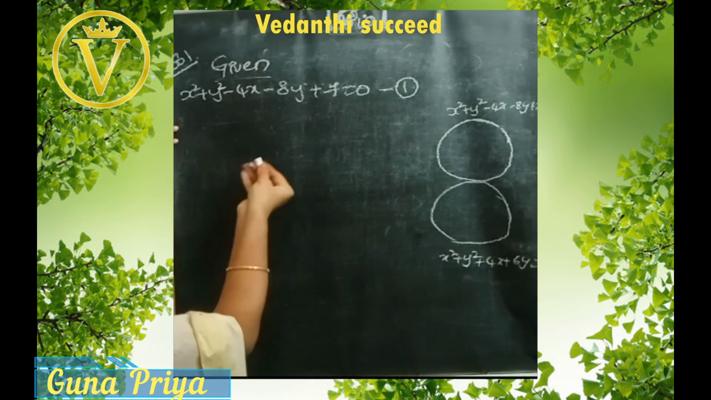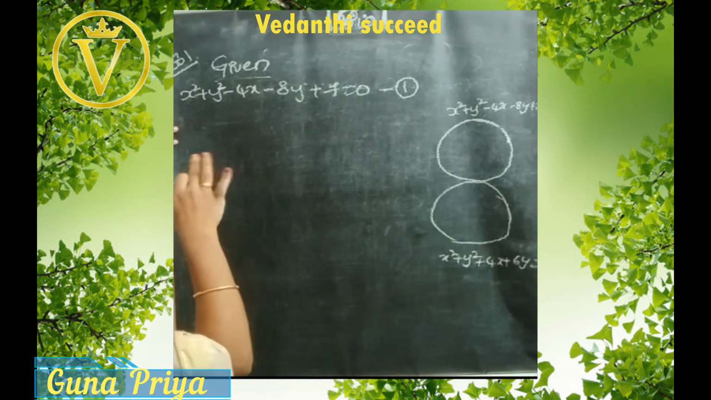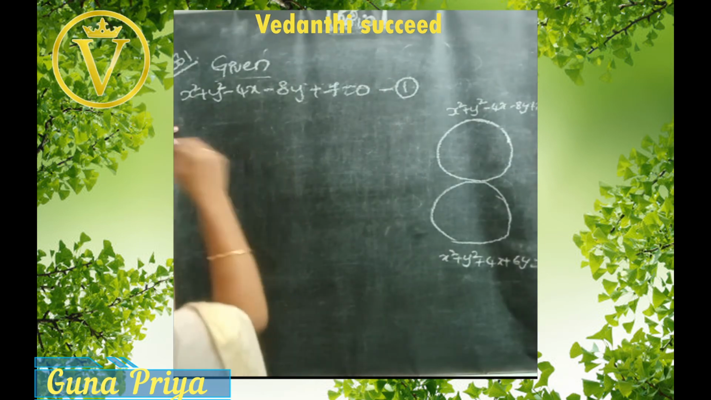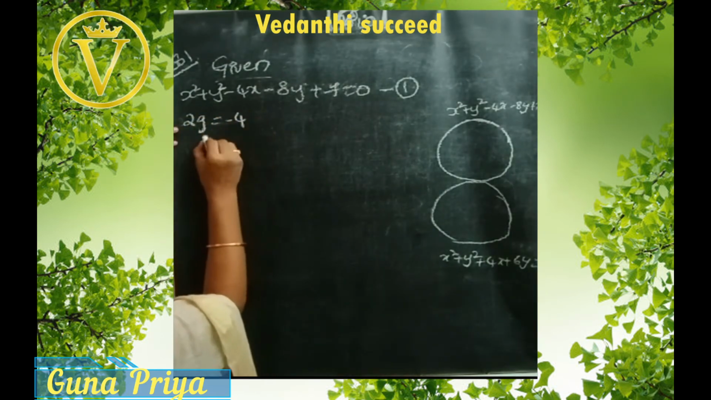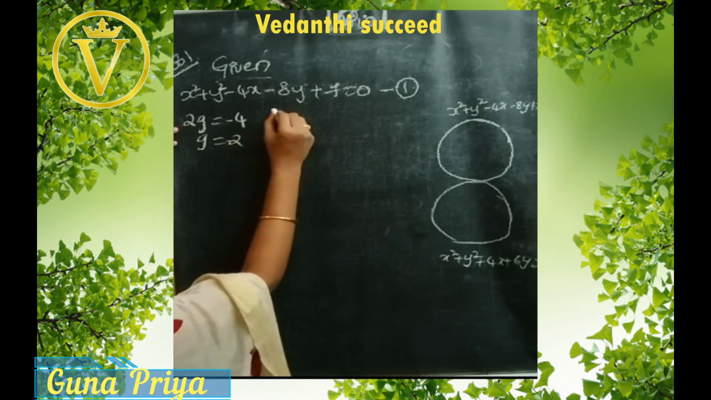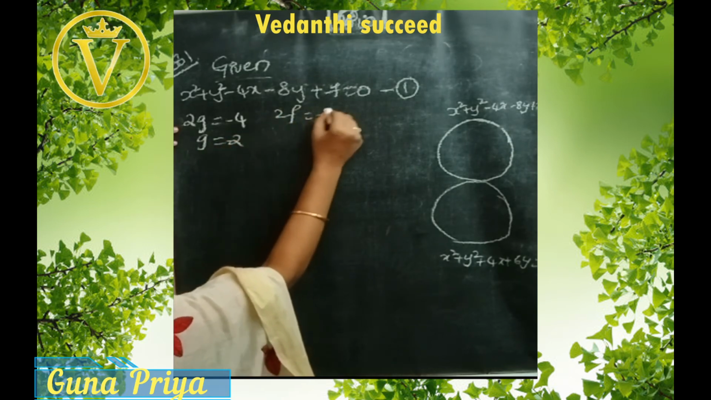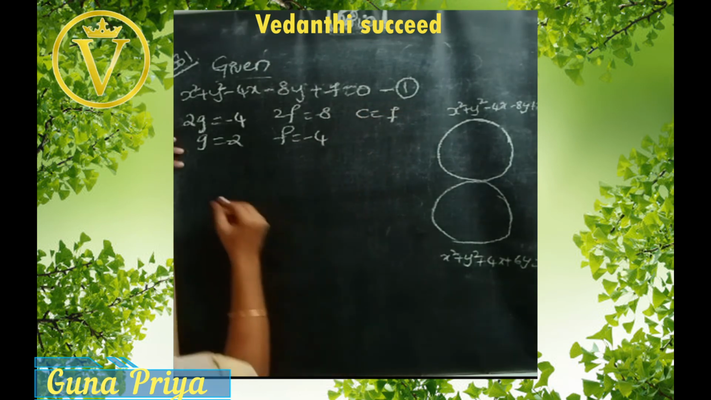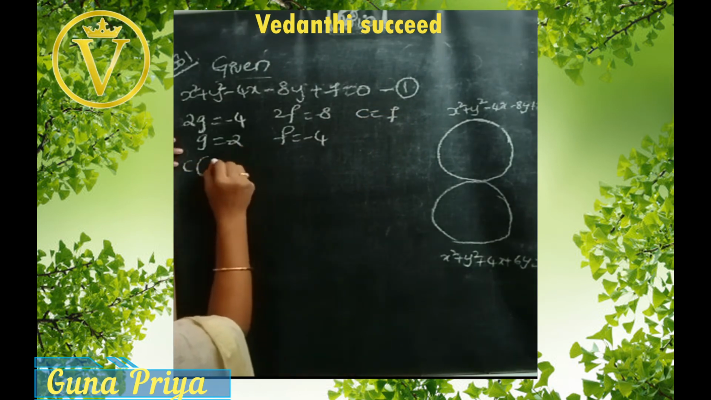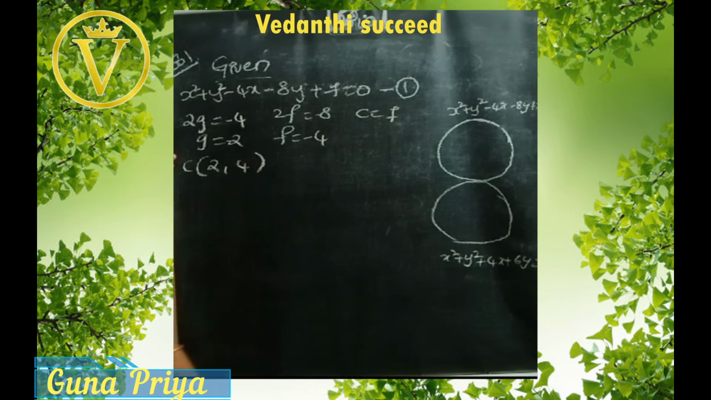The center. Before, it was already at 0, there is no g and f. But here there is: 2g equals minus 4, g equals minus 2. 2f equals minus 8, f equals minus 4. C equals minus 7. The center will become 2, 4.